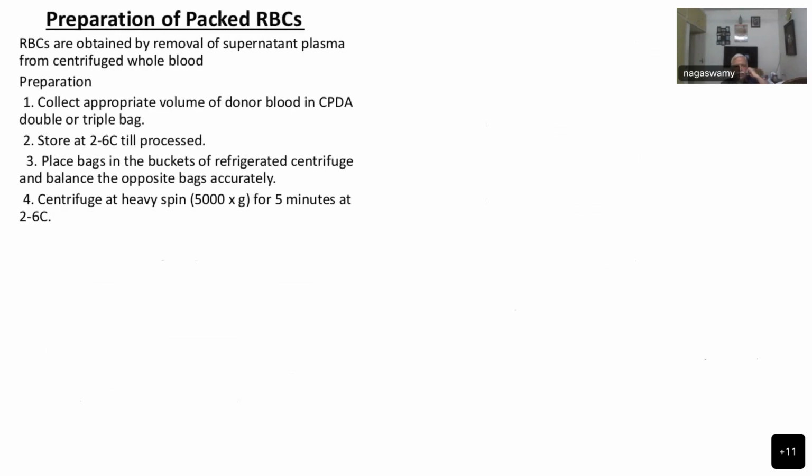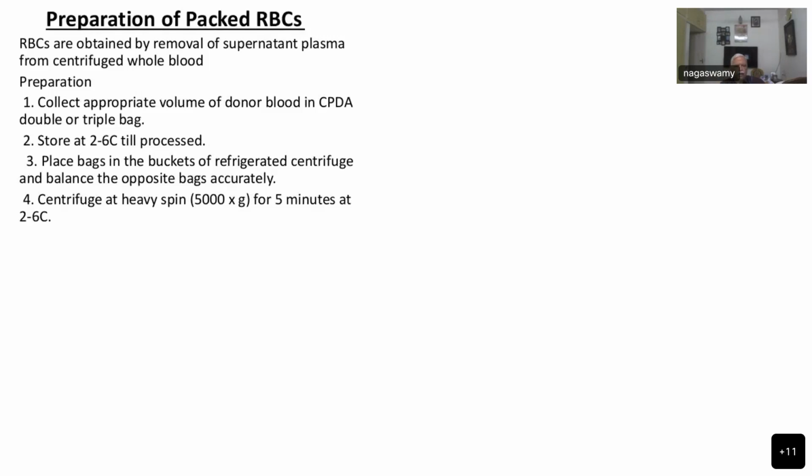Preparation of packed red blood cells. RBCs are obtained by removal of supernatant plasma from centrifuged whole blood. By a light spin, you can separate the red cells and other cells down. Because of gravity they will go down, and the supernatant plasma can be separated. Collect the appropriate volume of donor blood in an anticoagulant like CPDA mixture in a double or triple bag. Store at 2 to 6 degrees till processing.